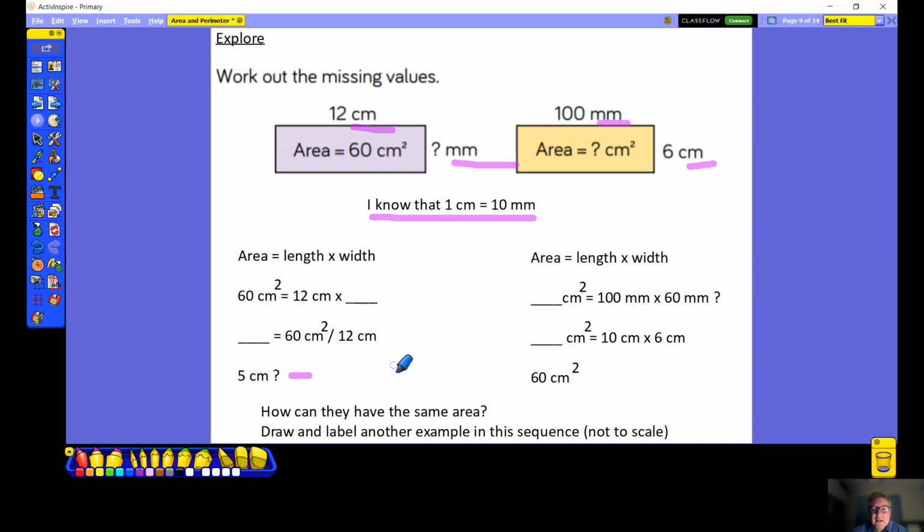What do you think? Same formula. Area equals length times width. Don't know the area this time. So the area equals 100 times 60 millimetres. But I need the answer in centimetres. Ten times 6, 60.